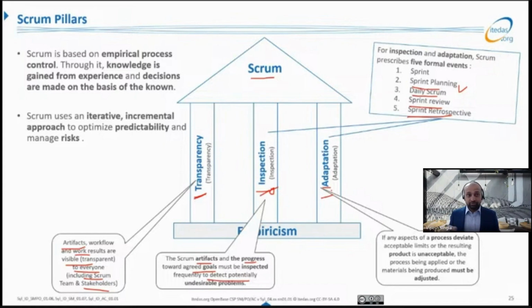The other thing is, when you are doing these various events, you are looking back at your ways of working as well, and if you find some problems in your ways of working, you can adapt them according to a new way of working which your team thinks might work.